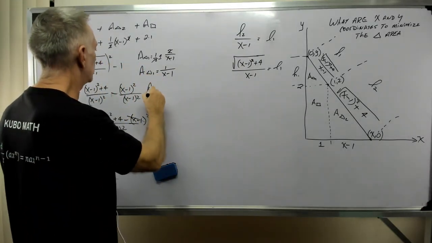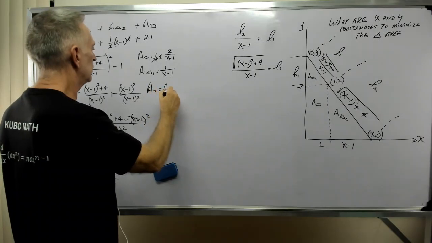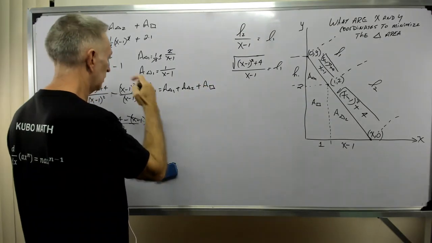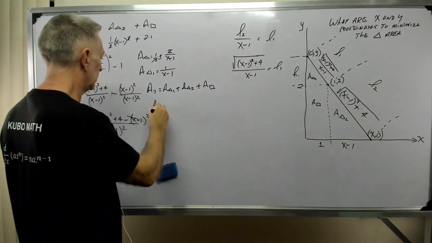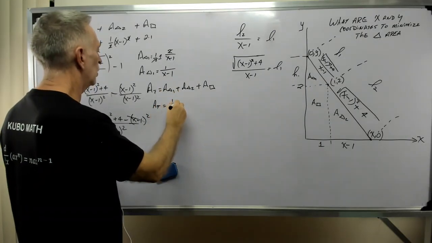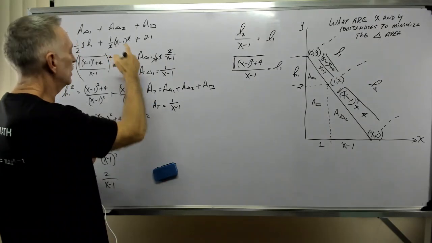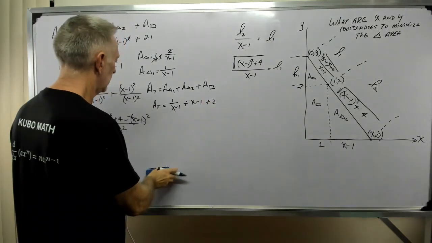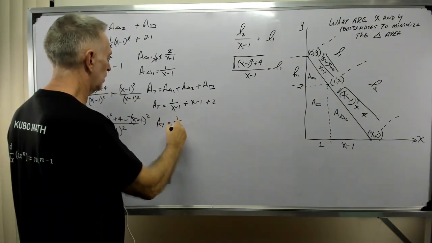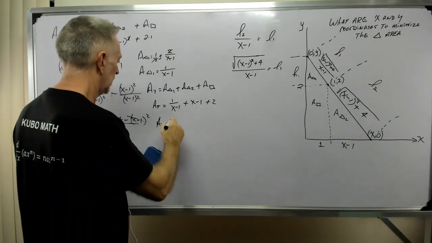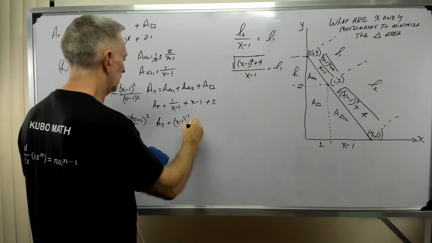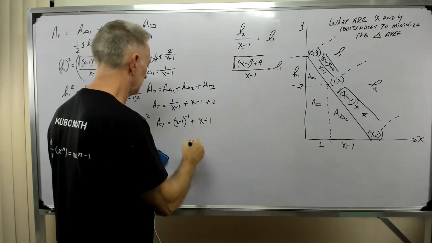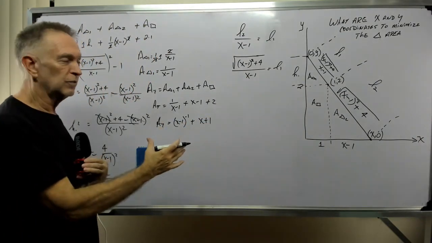Okay, so now my area total was the area of triangle 1 plus area of triangle 2 plus area of the rectangle. So area total equals 1 over x minus 1 plus x minus 1 plus 2. So my area total equals 1 over, we'll just bring that up, (x minus 1) to the negative 1 plus, I've got x minus 1 plus 2, which is just x plus 1. Now then, we have an equation for the area.